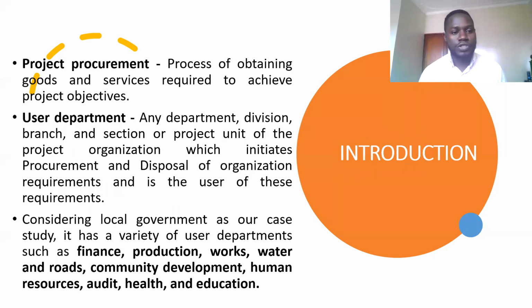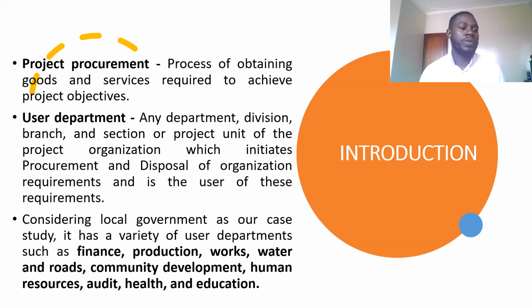I forgot to introduce myself. My name is Joshua Tuliatemba, and I will be introducing the topic. So let's go ahead. Project procurement is a process of obtaining goods and services required to achieve project objectives. That's project procurement. And when you're procuring goods and services, there are departments involved.